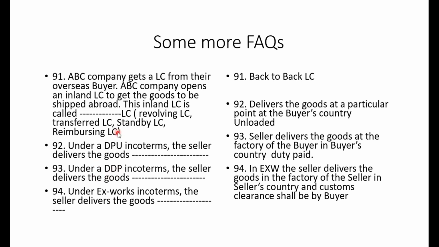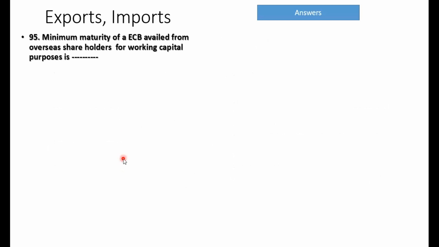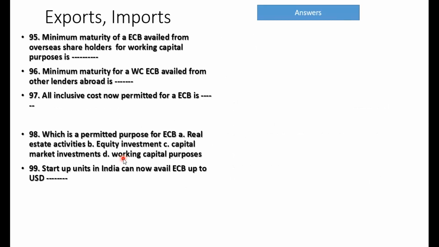That is known as DDP, DPU, EXW, FOB, CIF, CIP. 11 Incoterms are there. What they stand for, have a look. Simple questions only they will ask. Don't miss it. 95.